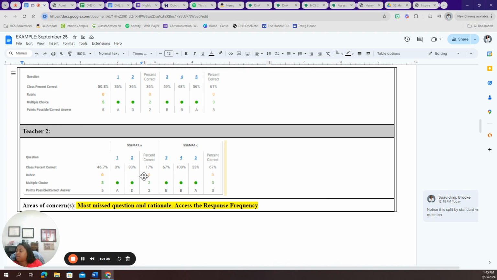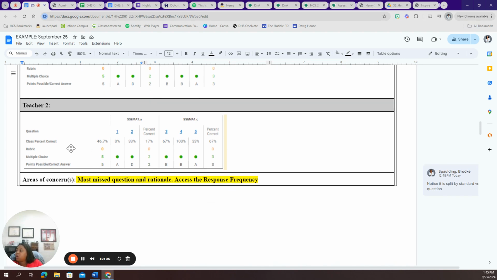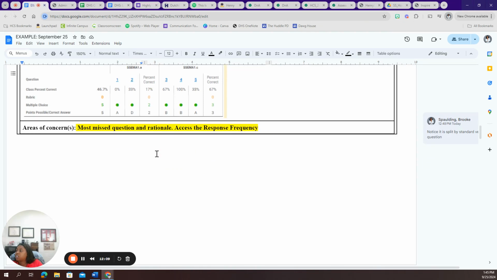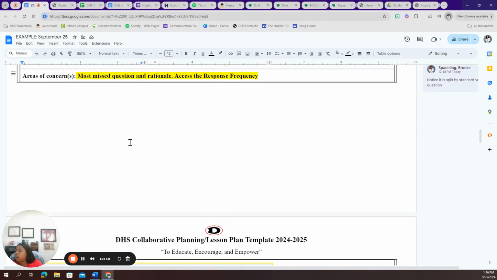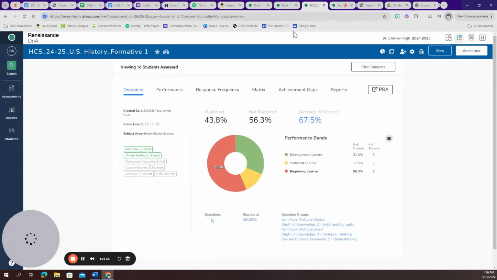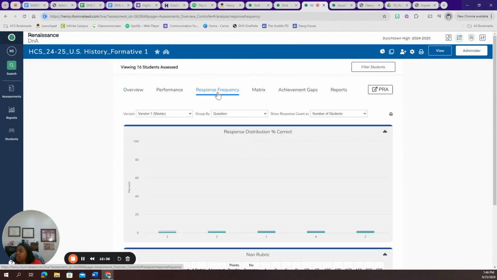So you want to split it by standard. Once you get this, this is where your discussion starts because you can see it. Now, when you go to Illuminate or Renaissance, you can actually click these questions so you can see exactly what the questions are and what they're asking, which brings us to this area of concerns. We're looking at those most missed questions and rationale. Access the response frequency report that is on Illuminate. So this is the report that you're going to pull for this.